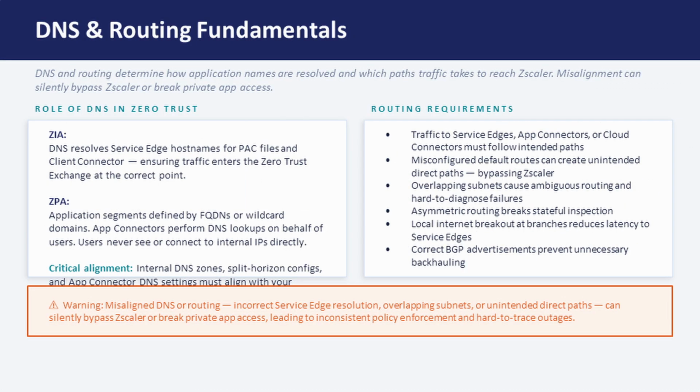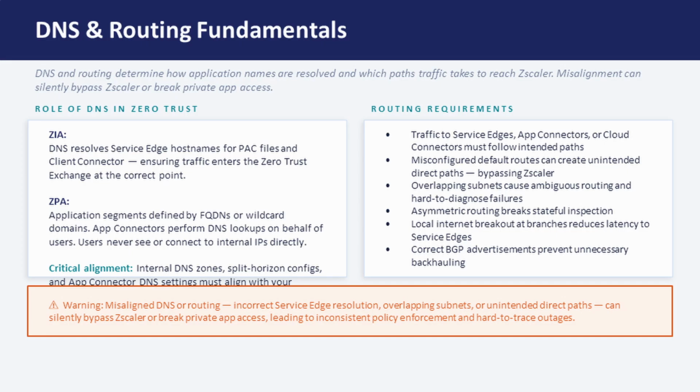DNS and routing problems are, in my experience, the hardest class of Zscaler connectivity issues to diagnose. And the reason they're hard is that they fail silently. When a GRE tunnel goes down, users lose internet access immediately and alerts fire. When DNS is misconfigured or routing has an unintended bypass, traffic appears to flow normally from the user's perspective, but Zscaler isn't inspecting any of it. Your security controls look like they're working. Your dashboards show green. But you have a gap, and you might not know about it for days or weeks.